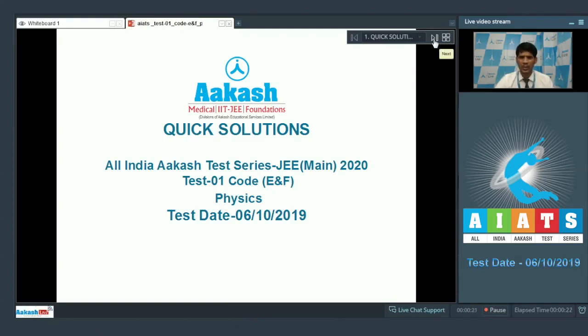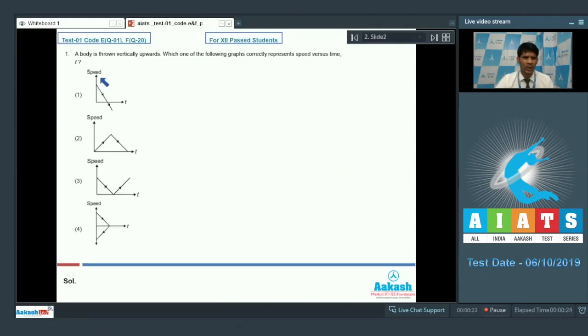Let's take on to the question number 1 directly. Here in question number 1, we have been provided with some graphs and the question is, the body is thrown vertically upward, then which one of the following graphs correctly represents speed versus time? Here in the first option, the speed decreases continuously. Second option, speed increases then decreases. Third option, decreases then increases. And the fourth is quite irrelevant, as for a given particular time there are two possible speeds.